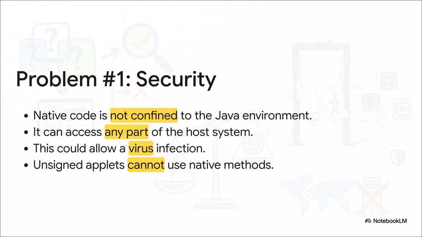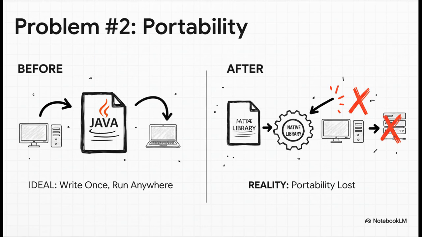That is a massive security hole, and it's exactly why you see native methods locked down so tightly in things like applets. All right, problem number 2. And in a lot of ways, this one cuts even deeper for us as Java developers. We all know the mantra, right? Write once, run anywhere. It's the core promise of Java. Well, native methods completely break that promise.